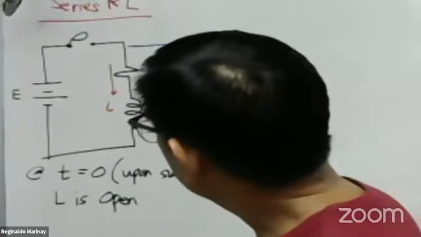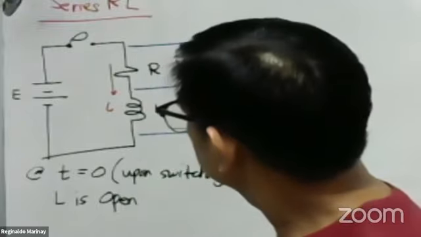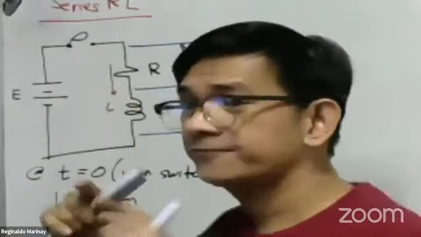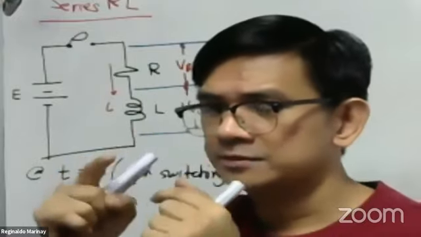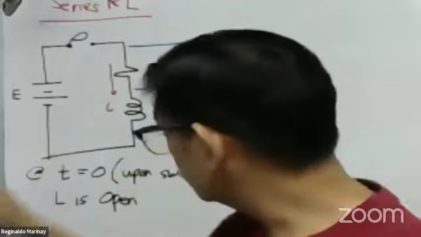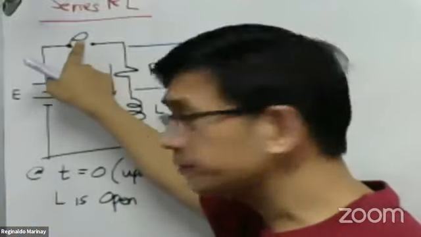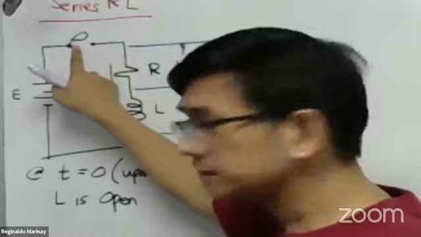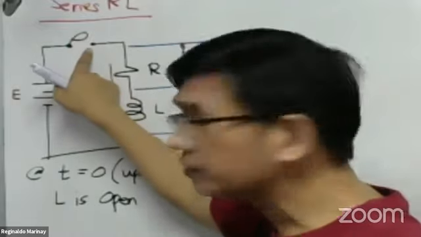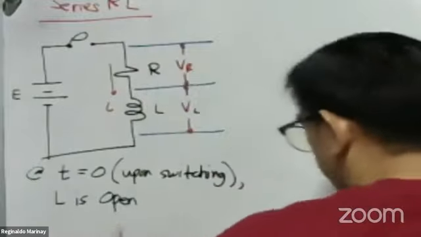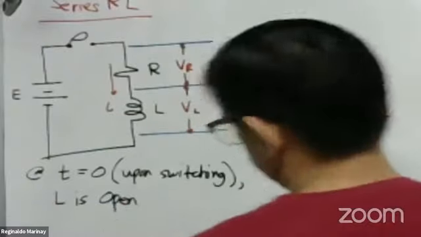What do you mean by upon switching? It is the time when this switch contact first touches the contact of the line. This is the contact of the switch and this is the contact of the line. The first instant when this contact of the switch touches the contact of the line, that is at t is equal to 0. L is open.